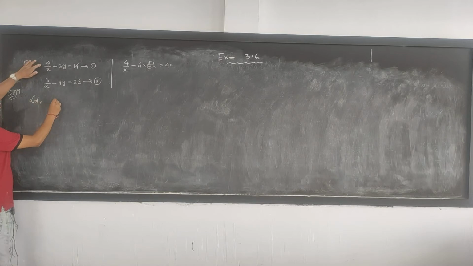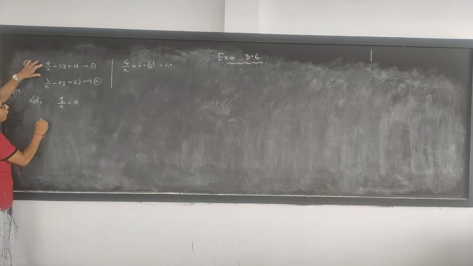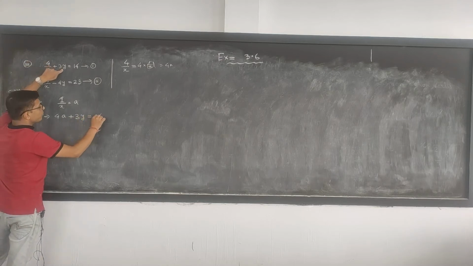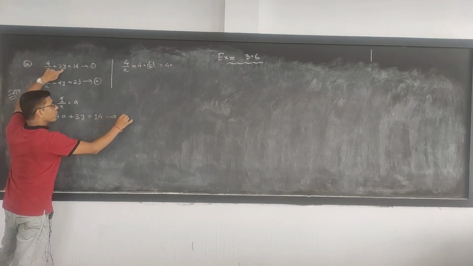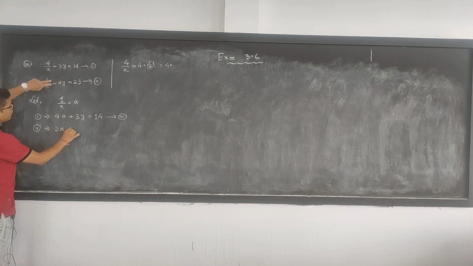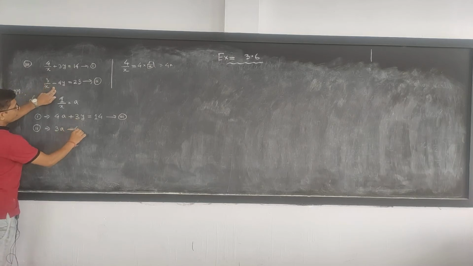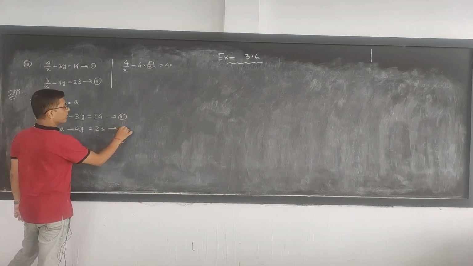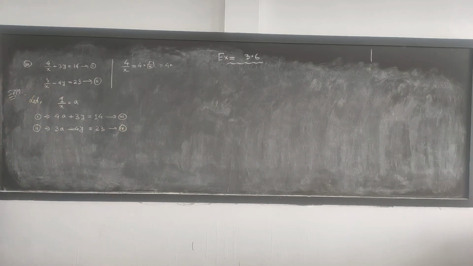Let 1 by x be equal to a. Then definitely equation 1 will become 4a plus 3y, which is already there, equal to 14. That is a new equation, say equation number 3. And the second one, equation 2 will become 3a minus 4y is equal to 23. Let us make it equation number 4, that is a new equation.